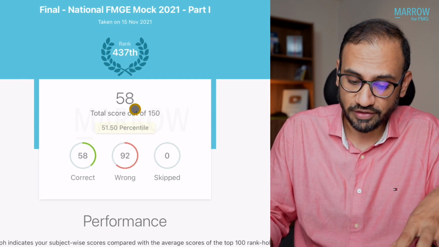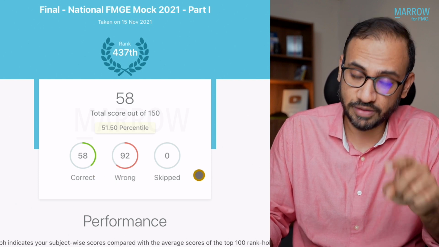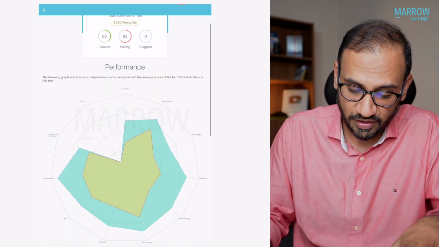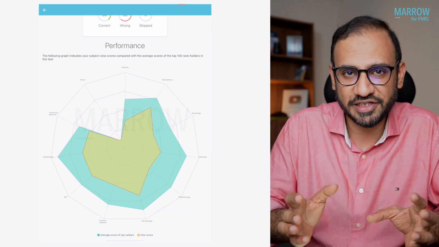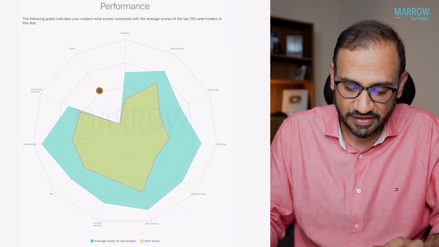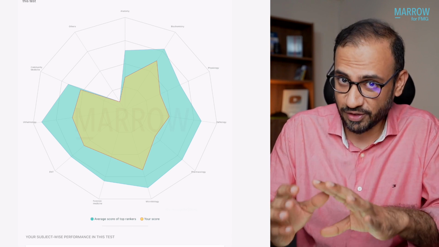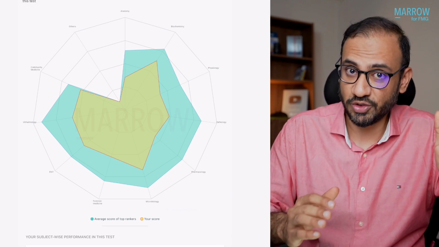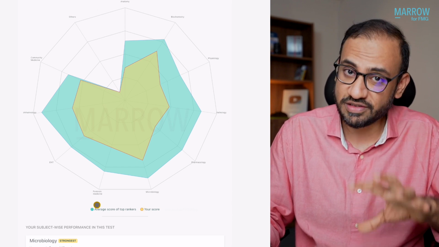The score is important. You got 58 out of 150, 58 correct, 92 wrong, 0 skipped, and this should be 0 for you all the time. Now, this is a very important spider graph here. This is a graphical representation of your overall preparation in terms of all the subjects. Now, this is where you can see what is your preparation level for a particular subject compared to toppers, compared to your peers. So your score is yellow and the blue is your toppers.